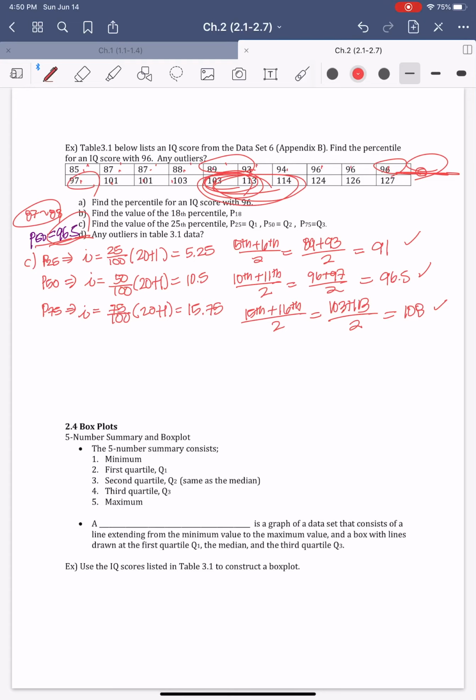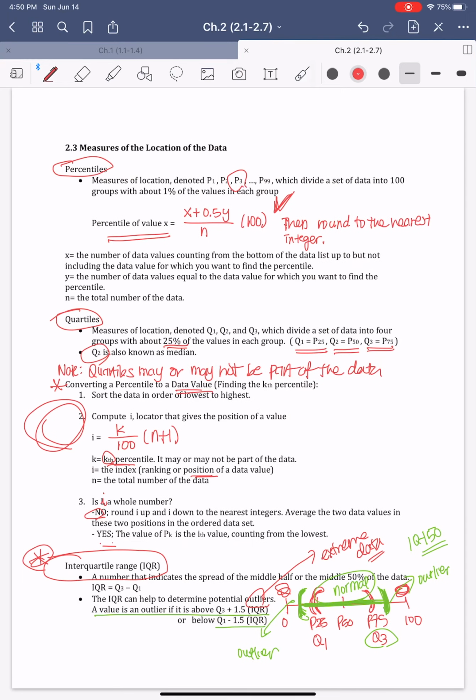Part D: any outlier in the Table 3.1 data? Let's go back to the previous page and look at the IQR, because that will help us determine the potential outliers. Now, IQR is Q3 minus Q1, and to check to see if a value is an outlier, we have to use this formula: Q1 minus 1.5 IQR, Q3 plus 1.5 IQR, and then see if the data are below Q1 minus 1.5 IQR or above Q3 plus 1.5 IQR. We also call this the 1.5 IQR criterion.